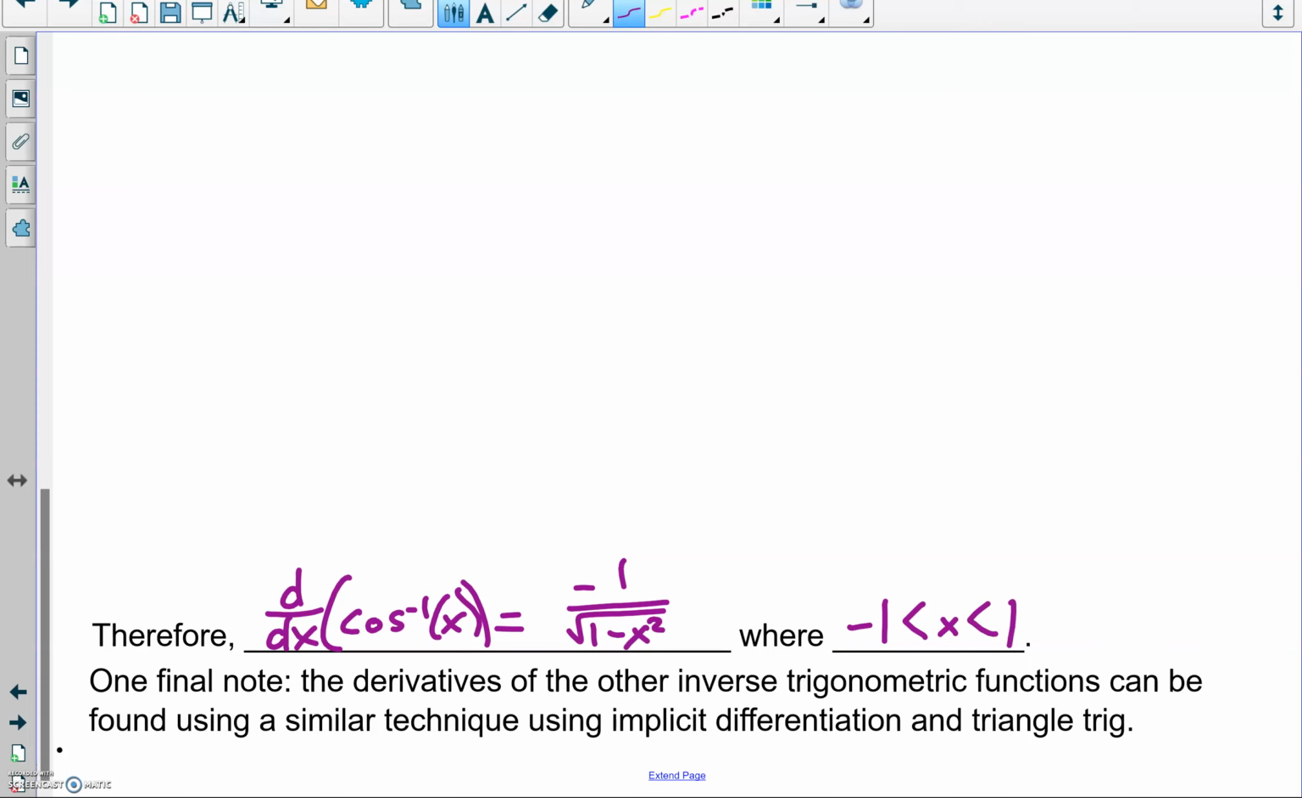All right, one final note. The derivatives of the other inverse trigonometric functions can be found using a similar technique, using implicit differentiation and triangle trig. So if you want to develop the arctangent, arccotangent, etc., use a very similar technique here.